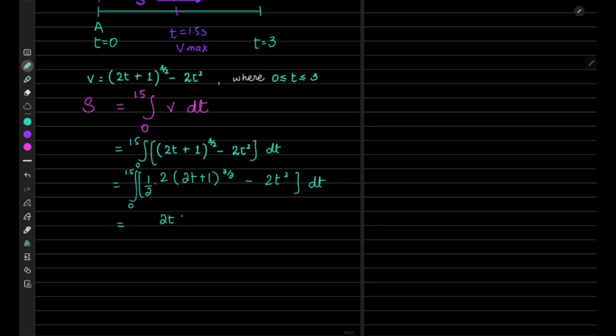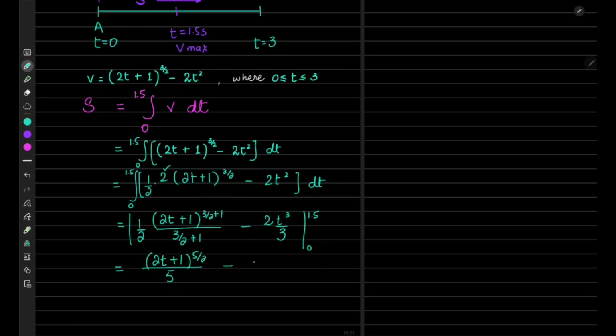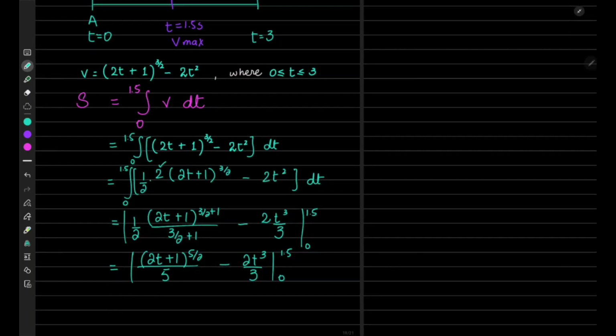So the integral of (2t plus 1) to the power 3/2 would be to the power n plus 1 over n plus 1, and 1/2. This 2 will vanish, but 1 by 2 will stay intact, minus 2t cubed over 3, because the integral of t squared would be t to the power 3 over 3. Okay, and now the limits are 0 to 1.5. Now solving this, 3 by 2 plus 1 will give you 5 by 2. So 2 and 2 will cancel, so we are only left with 5 in the denominator. And in the numerator, we have (2t plus 1) to the power 5 over 2, minus 2t cubed over 3, from 0 to 1.5.